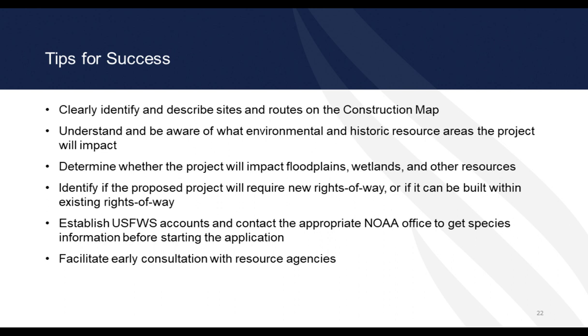Here are a few tips to consider before you start taking on the environmental components in the application. Clearly identify and describe your sites and routes on the construction map. Understand and be aware of which environmental and historic resource areas that your project will impact. Determine whether the project will affect floodplains, wetlands, or other resources. Identify if the proposed project will require new rights of way or if it can be built within an existing rights of way.